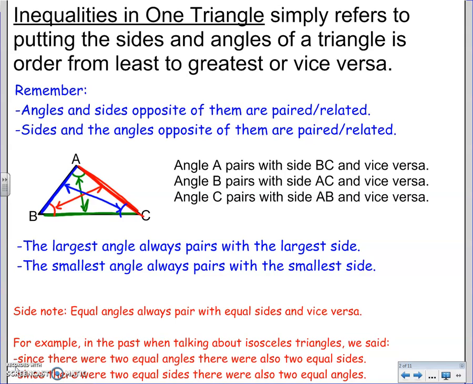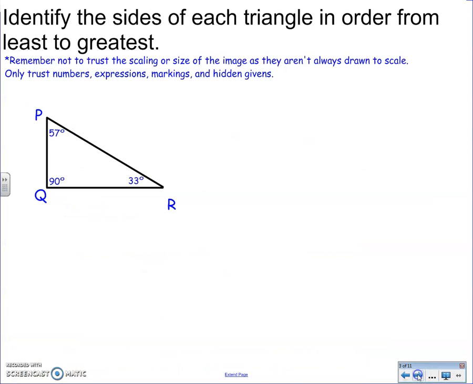Also, a side note, remember equal angles always pair with equal sides, and vice versa, equal sides pair with equal angles. So for example, in the past, when we talked about isosceles triangles, we said since there are two equal sides, there's two equal angles. You can also reverse that. Since there's two equal angles, there's two equal sides. So don't forget that. Anyway, here's a problem.